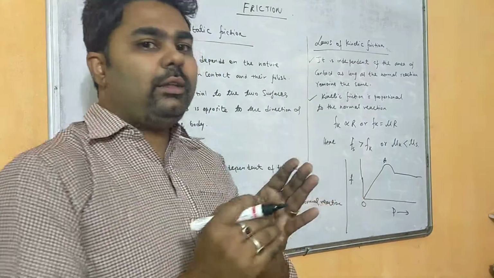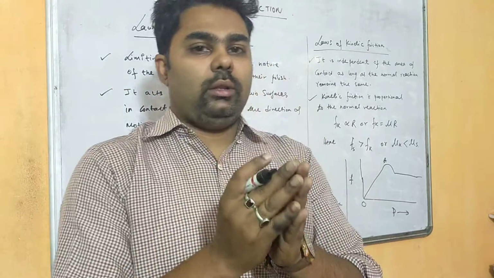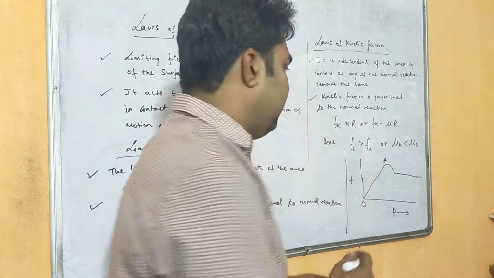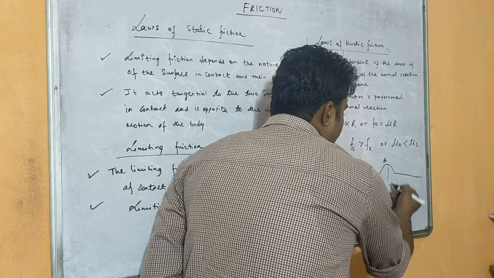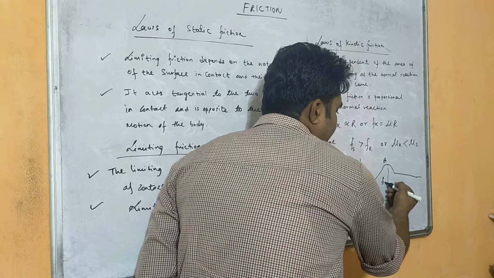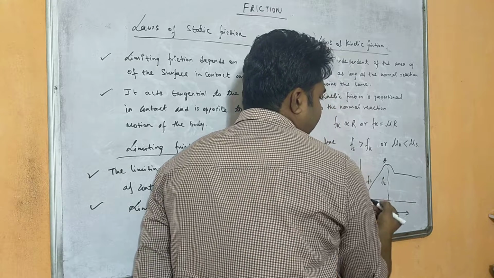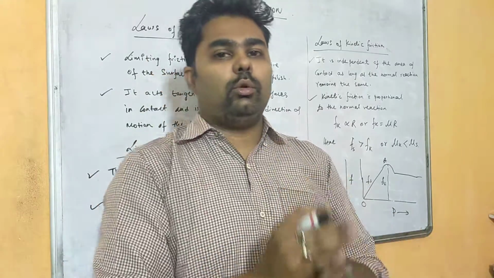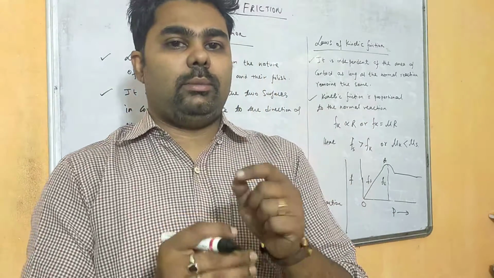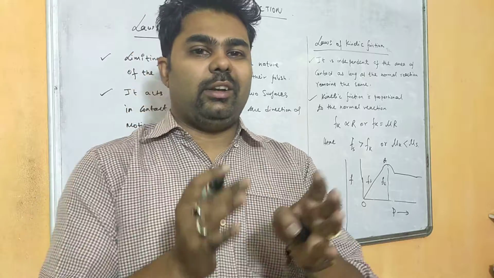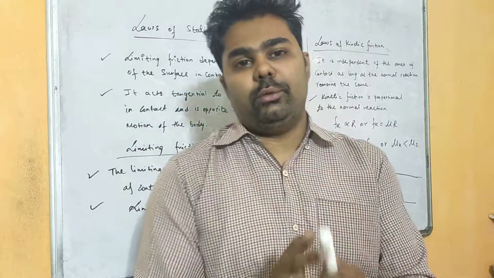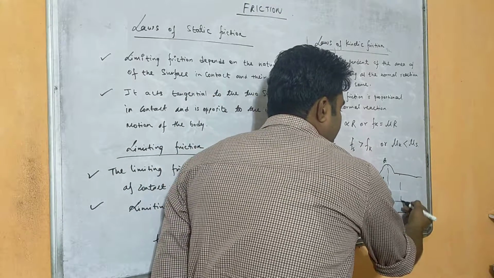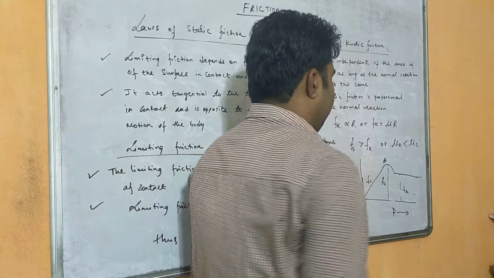Now when you increase your force, when the object is at the verge of moving, the friction which is acting on that object is called limiting friction. So here I will consider this one as limiting friction, right? And this one as static friction. Now after applying more force, more than the limiting friction, the object starts moving and the friction which is acting on that object is said to be kinetic friction. So here the object is moving with kinetic friction.